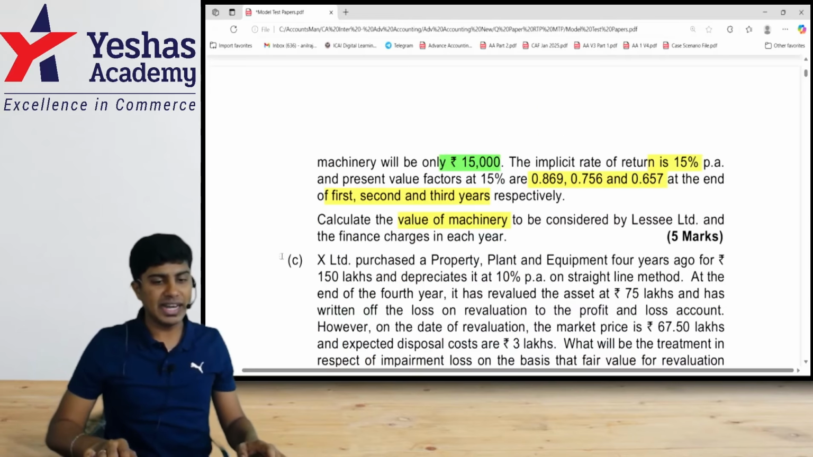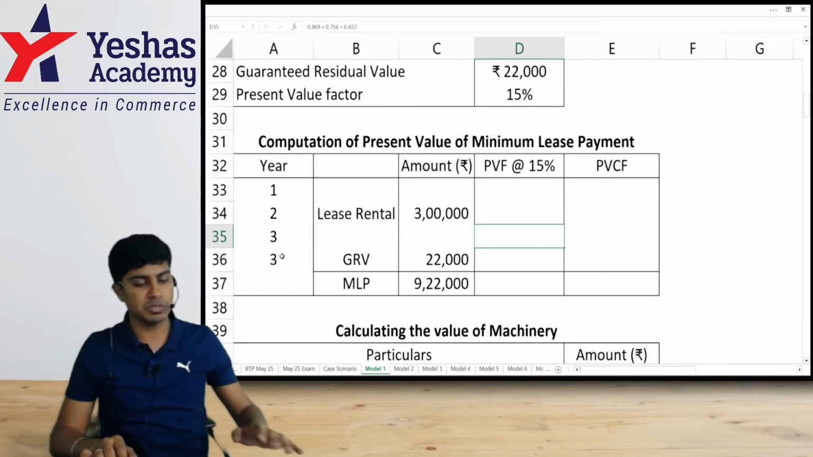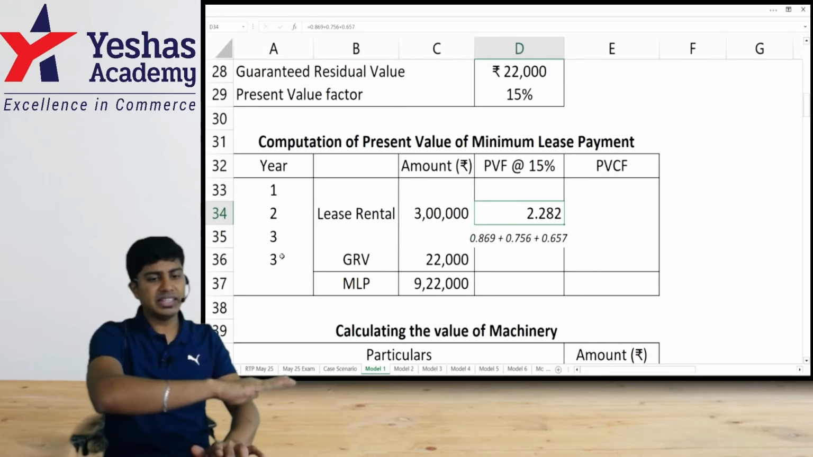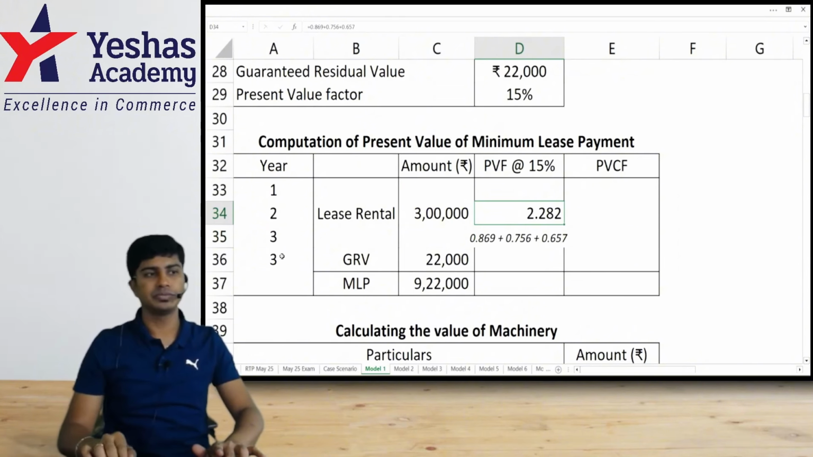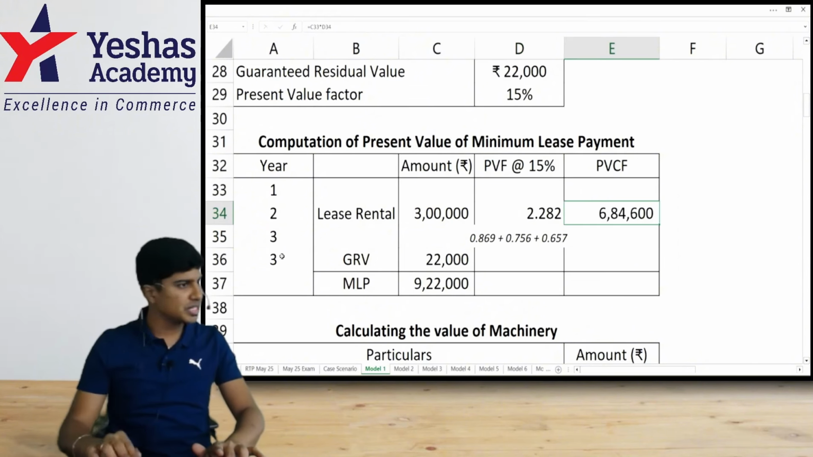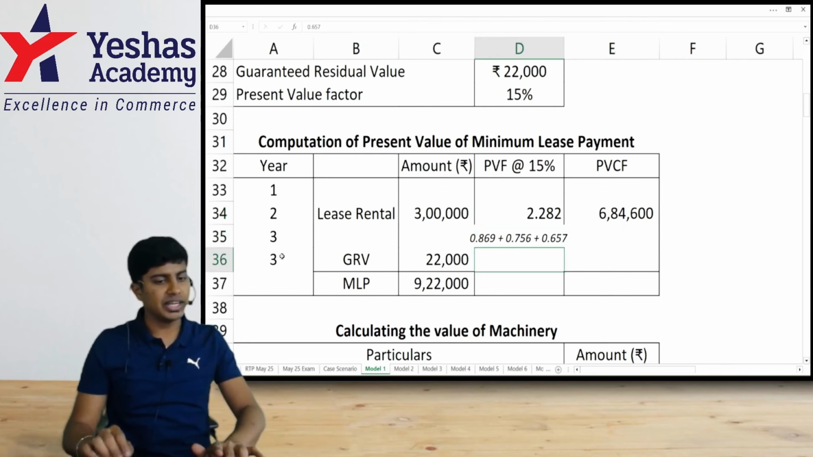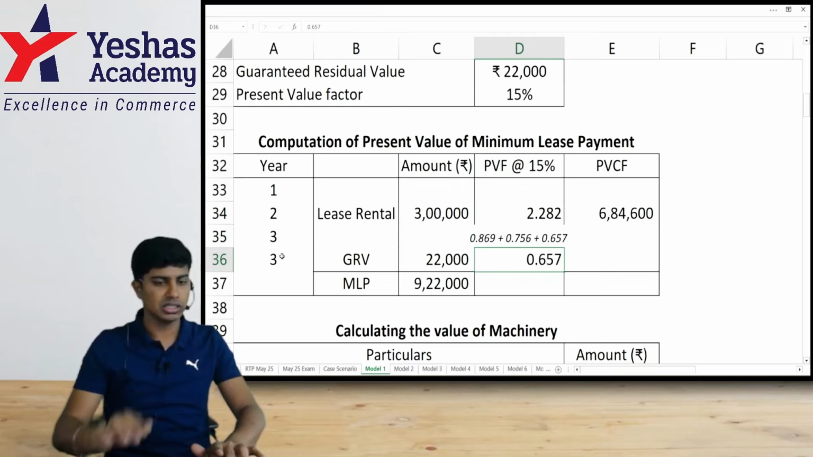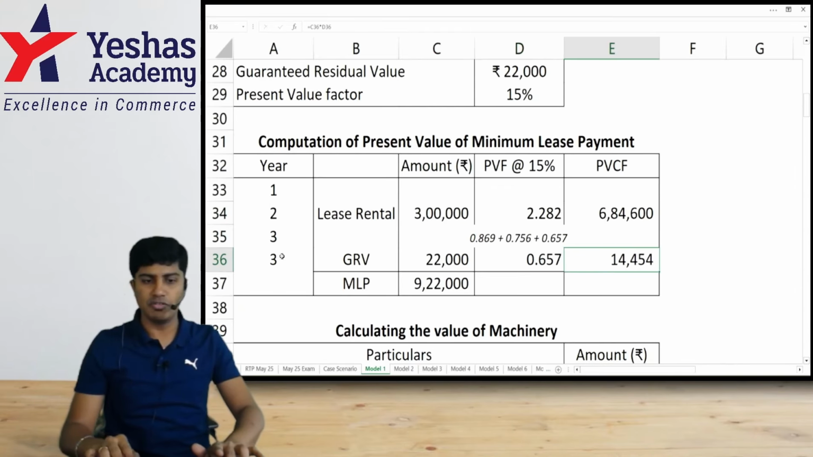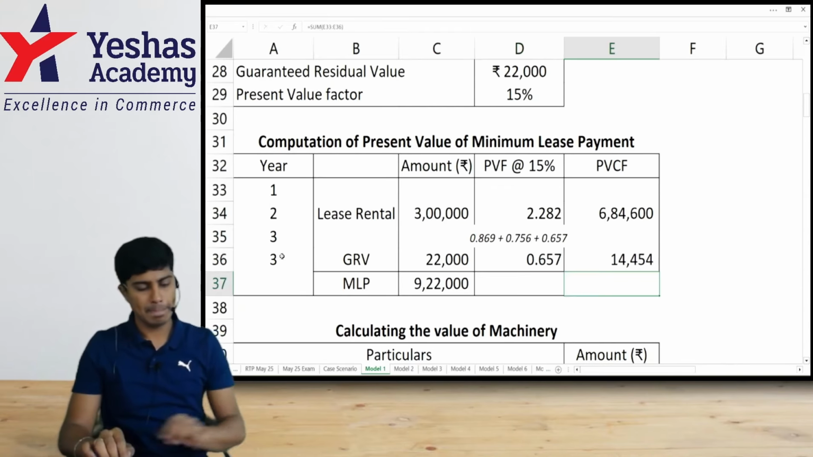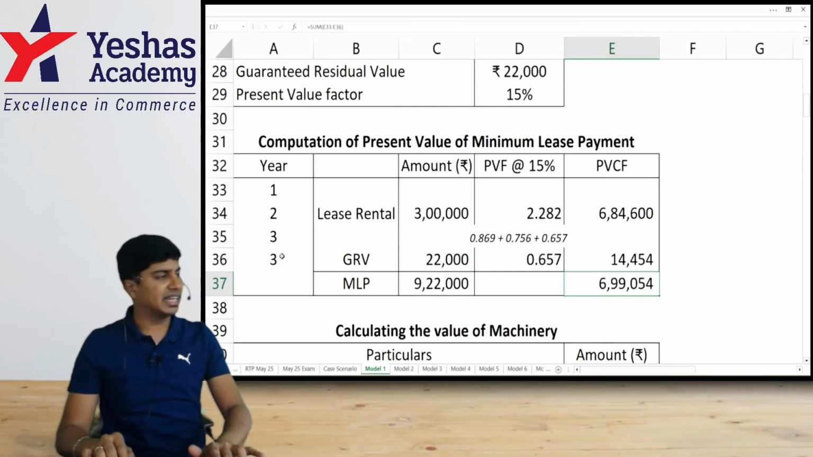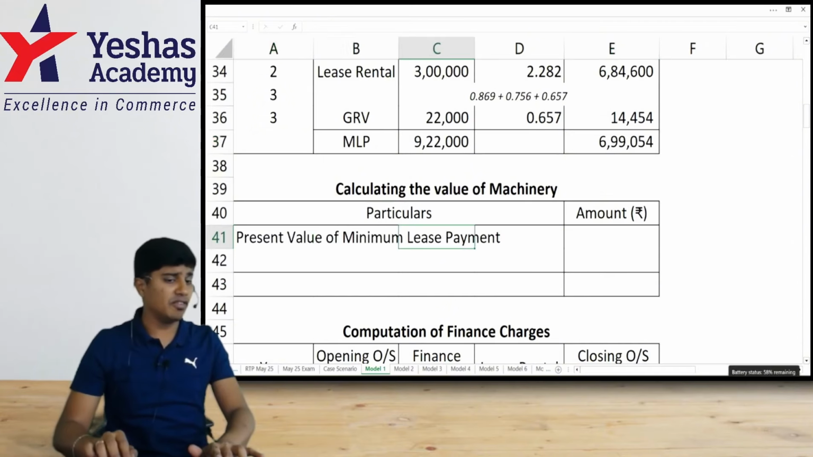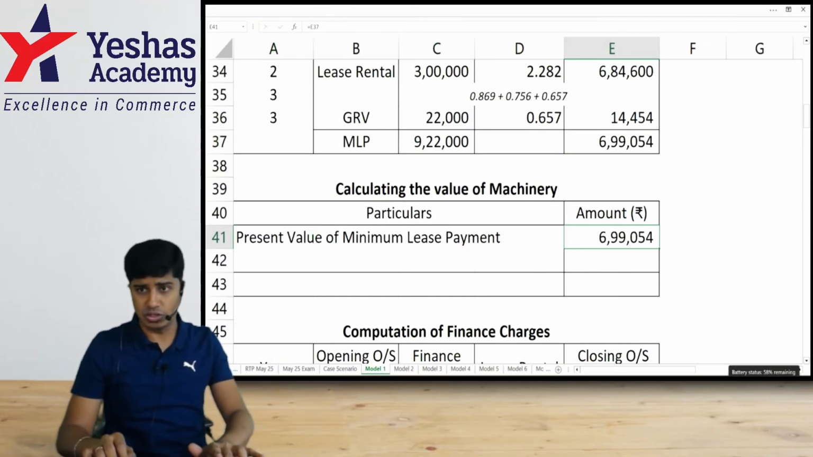Take total 0.869 plus 0.756 plus 0.657. 2.282. Multiply 3 lakh with 2.282. 6,84,600. 22,000 into 0.657, which is the present value factor at 15% for 3 years, is 14,454. Take the total: 6,99,054. So observe, present value of the minimum lease payment is 6,99,054.